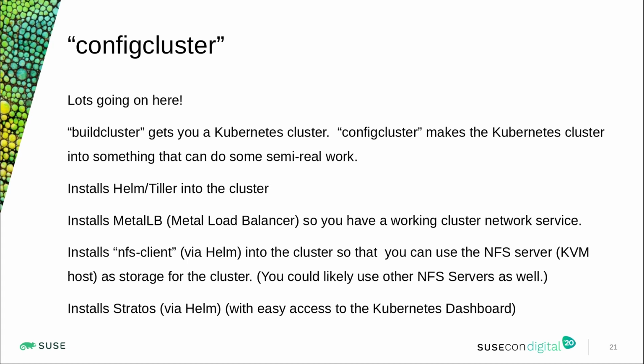And if you have an external NFS server that you want to use, as long as you can get to it through an IP address, you could use other NFS servers as well. I haven't actually tried to do that, but I don't see why it wouldn't work. It's also going to install Stratos for you, and again, that's via a Helm chart. That gives you easy access to the Kubernetes dashboard later on. So you get to take a look at Stratos as well.